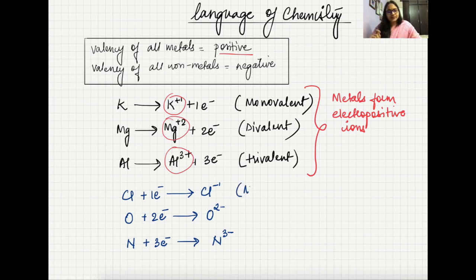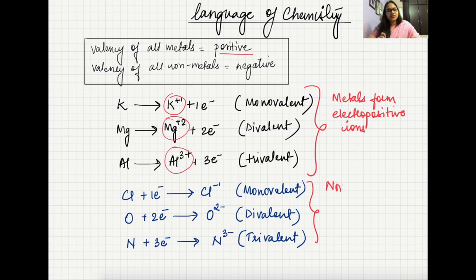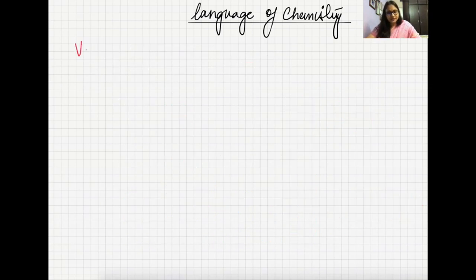And chloride ion has a -1 charge. It has a valency of 1, so it is monovalent. Oxygen, when it develops a charge, has a charge of -2, so it is divalent. Nitride is a trivalent element. Okay, now all of these are non-metals, non-metals which have developed a negative charge. Alright, so non-metals usually tend to form electronegative ions. This is the electronegative nature of non-metals.